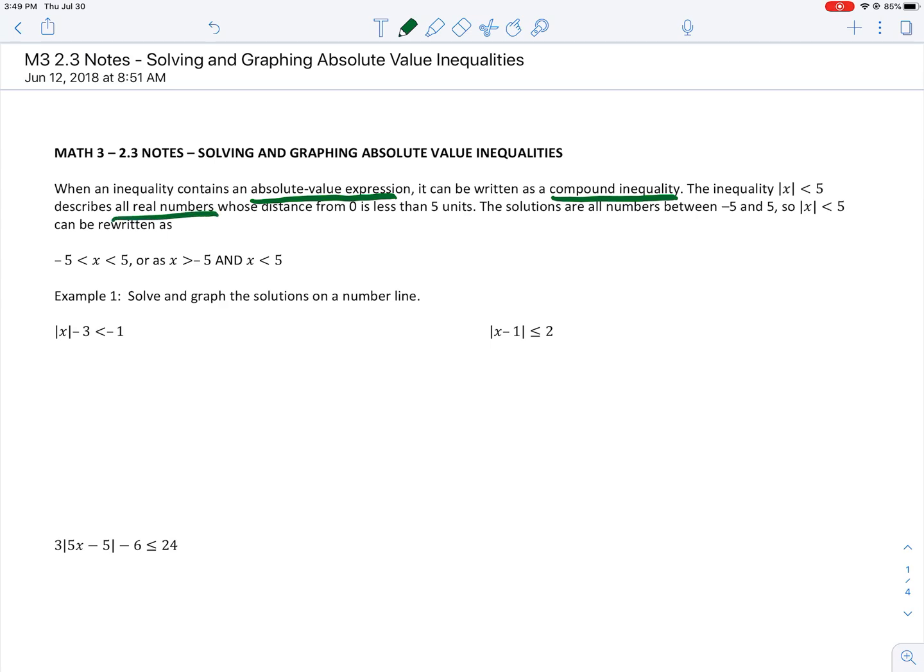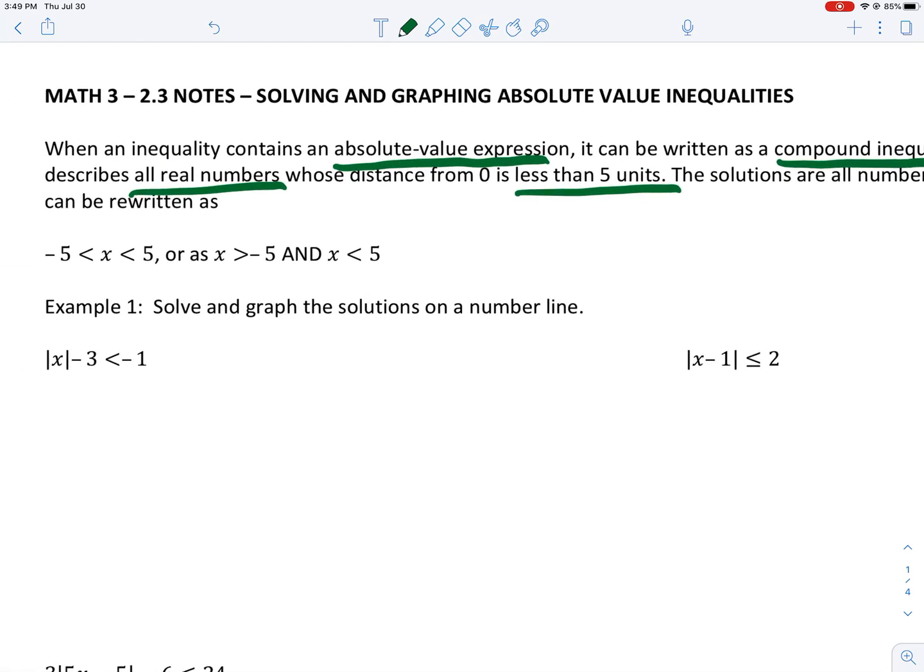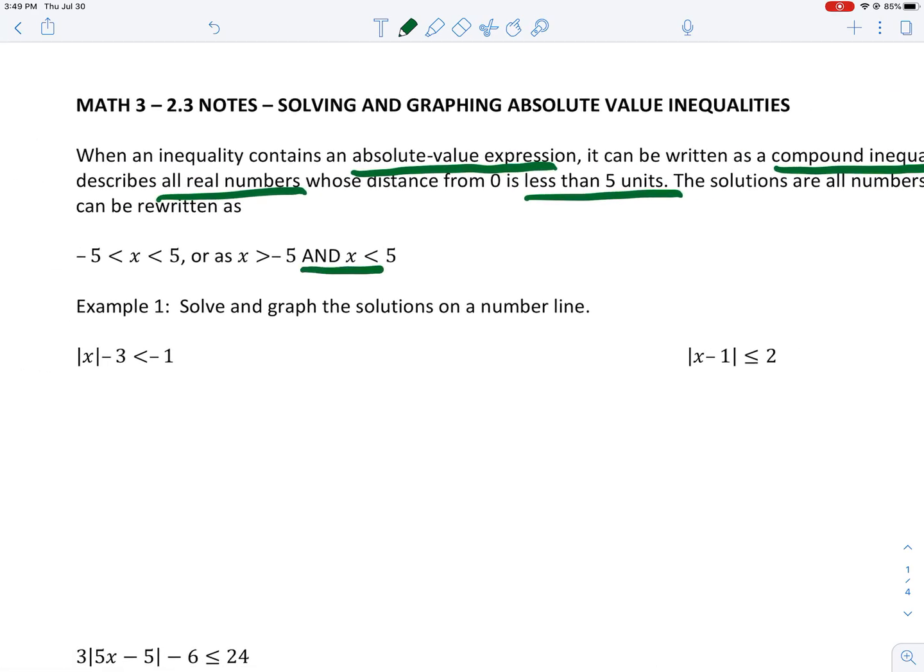So the absolute value of x is less than 5. Well, that's all the real numbers whose distance from 0 is less than 5 units. So that's all the numbers between 5 and negative 5: 0, 1, 2, negative 1, negative 1.5, negative 2.5.